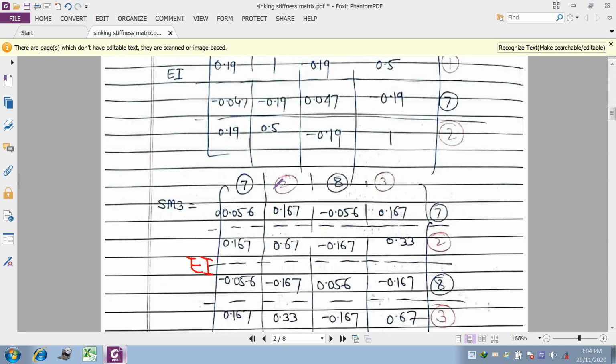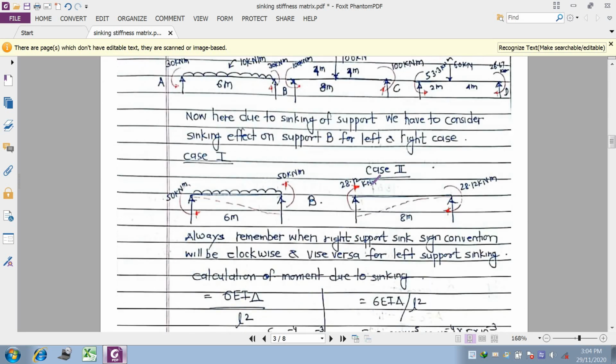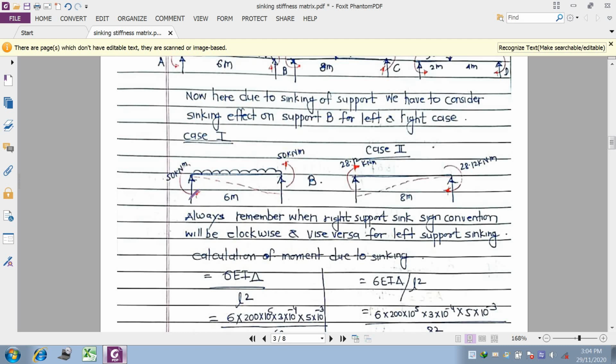So we have to split the two cases. Case number 1 for AB, then case number 2 for BC. So this is the span AB, and B is common to both, and this is C. So here the sinking effect is rightward, and here the sinking effect is leftward.